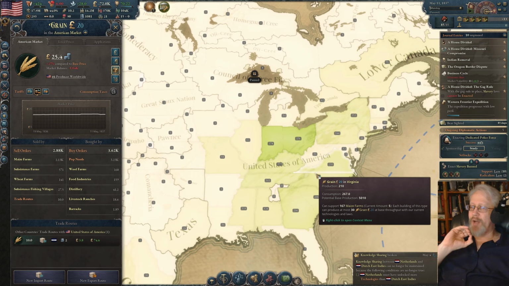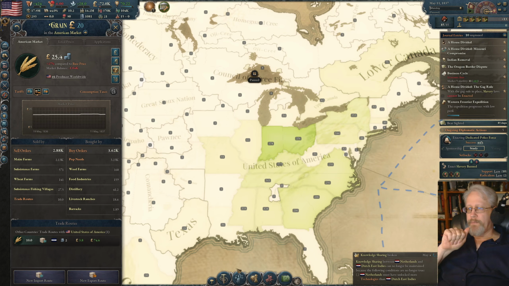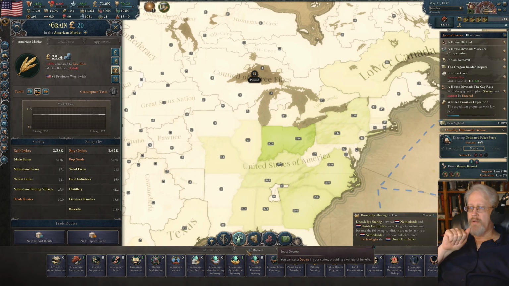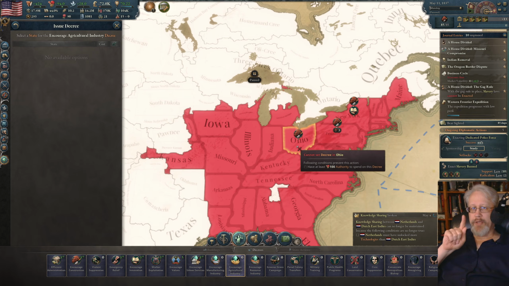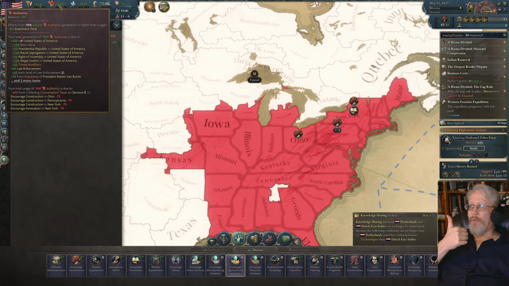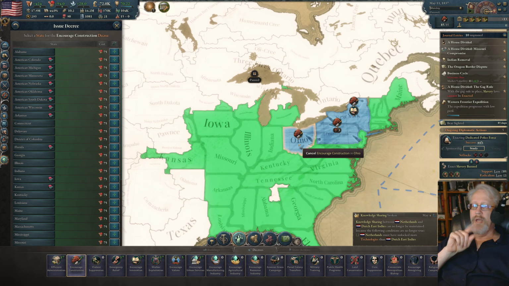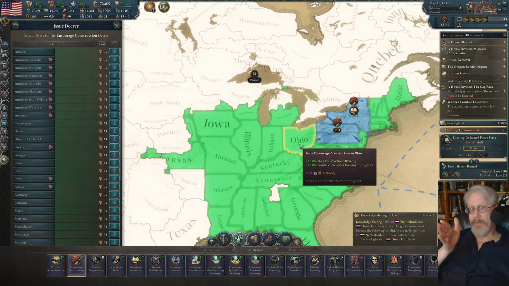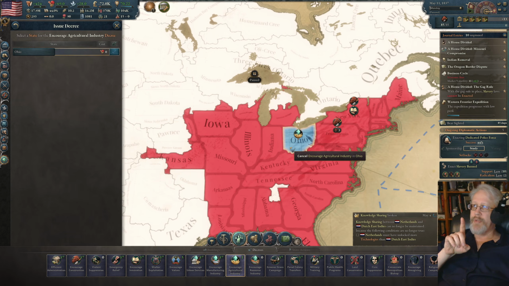But this is being boosted because of the decree there. So now it's time to take that decree, the encourage agricultural industry. We're going to remove it from Indiana, and I want to apply it to Ohio, but I can't because now my authority here is below 100. So I need to go to my encourage construction, remove it for Ohio because I'm done building there for now. And this gives me the ability to now encourage the agricultural industry there.